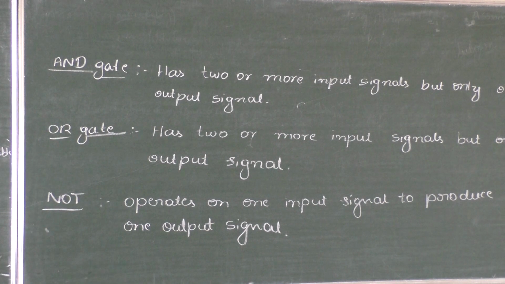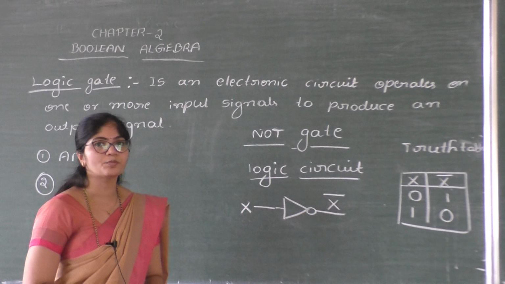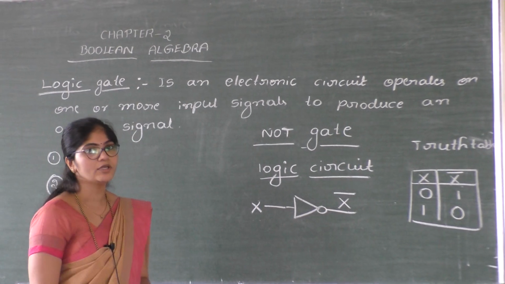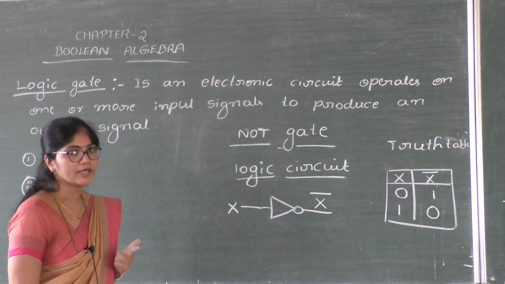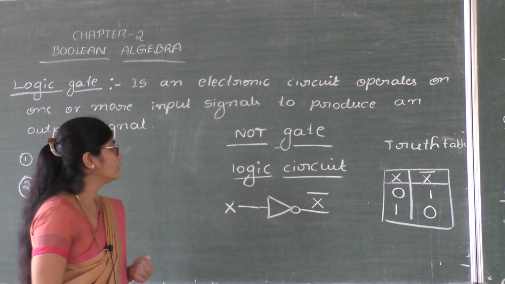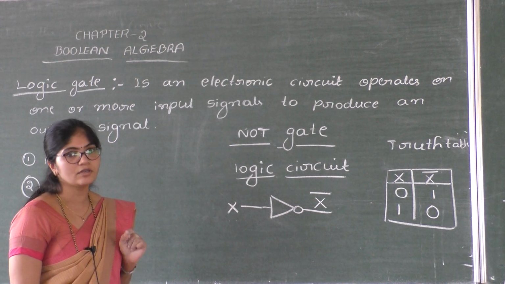So this is about the gates. So what is a logic gate? A logic gate is an electronic circuit that operates on one or more input signals to produce one output signal. There are three types of gates: AND gate, OR gate, NOT gate. For the AND gate, the symbol used to represent the AND operation is dot.